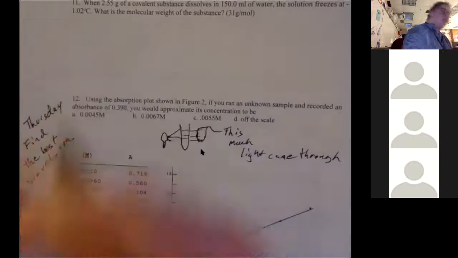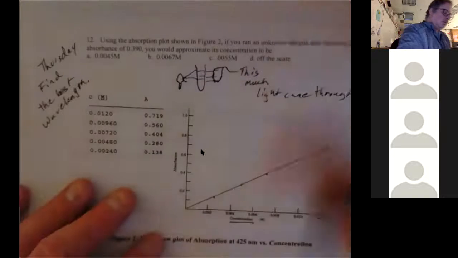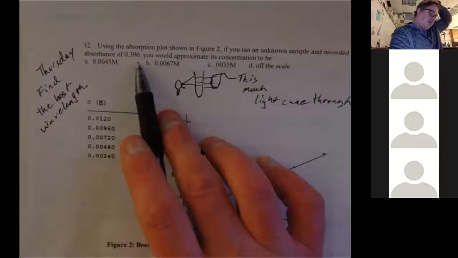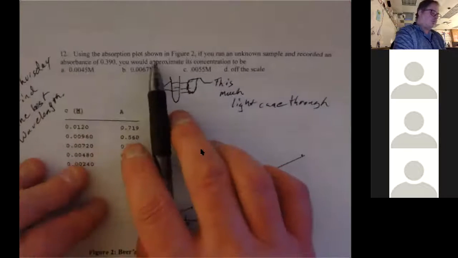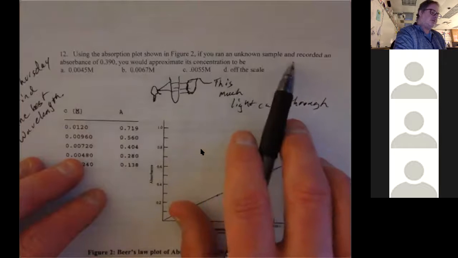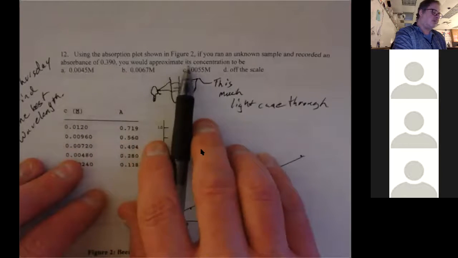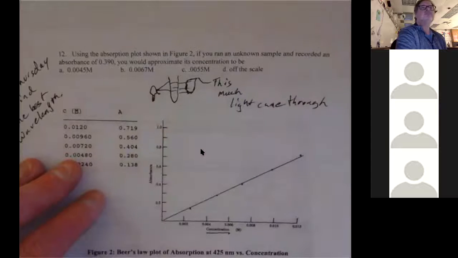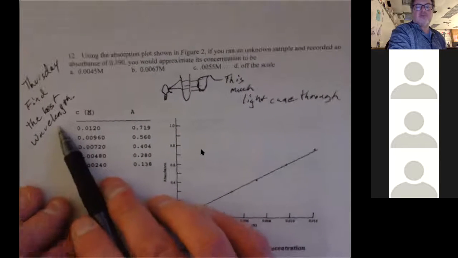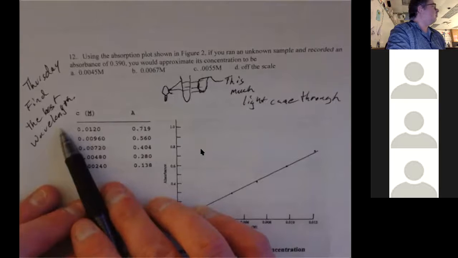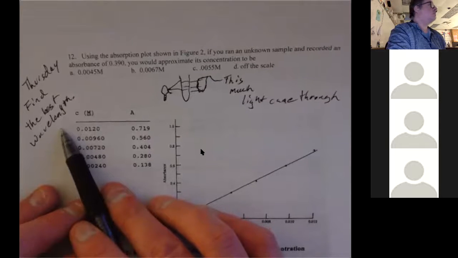The best wavelength will be the one that absorbs the most. They have the wavelength for this. They don't give it to us because they don't need it. They say using the absorption plot below, if you ran an unknown sample and recorded an absorbance of 0.390, you would approximate its concentration to be blah. Well, what we're going to do is find the best wavelength for the light that your solution works in. What color was your solution?